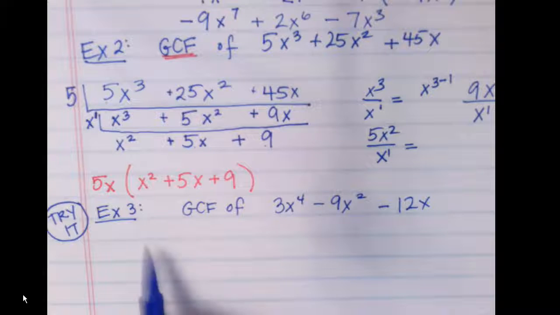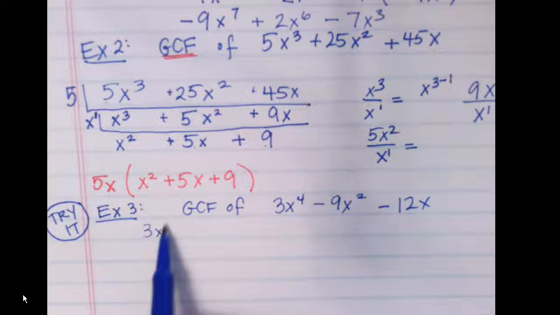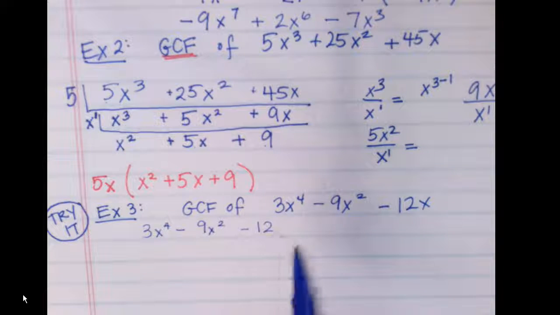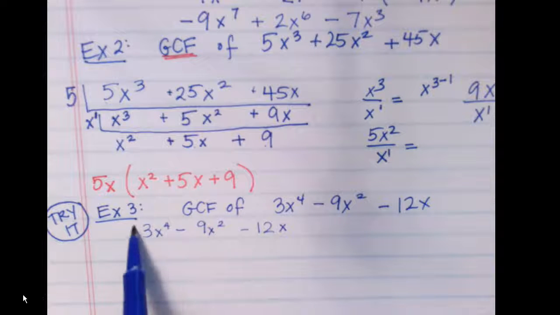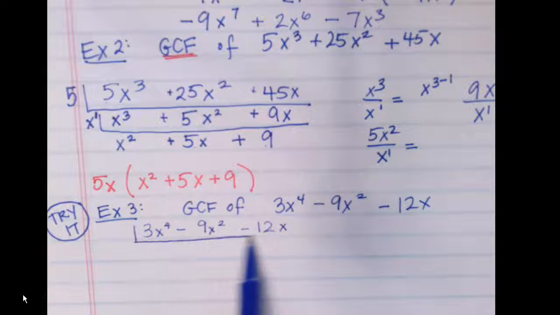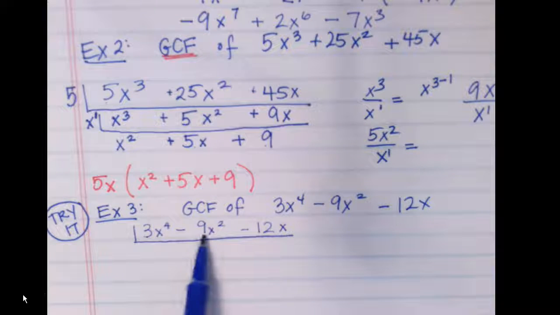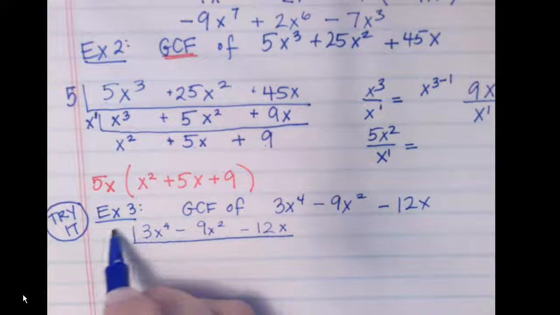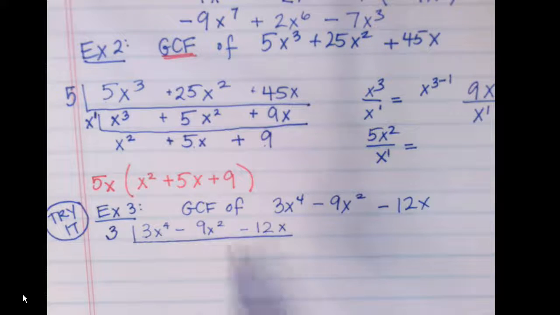So first thing I would do is to place all of my terms somewhere where I can show that I'm actually finding things that go into all of them and dividing by it. So I'm looking at the numbers 3, 9, and 12. So I think the biggest thing that goes into all of those is 3. And then if you notice from the last one, if all of the terms each have an x in it, the lowest power of x out of any of them, I'm predicting that it goes into all of them.